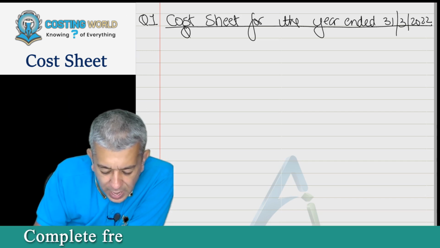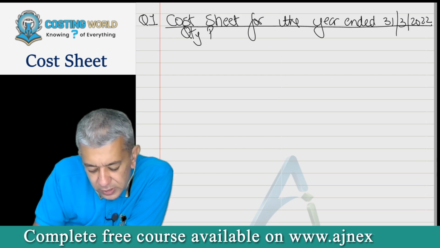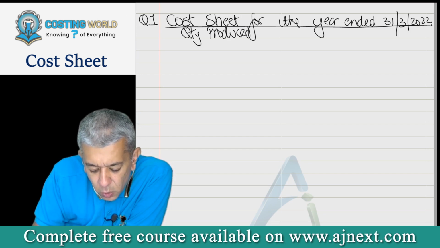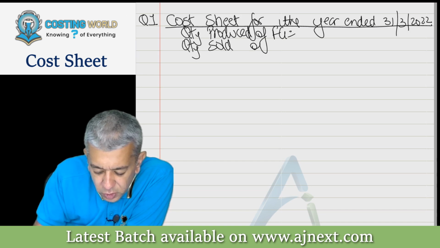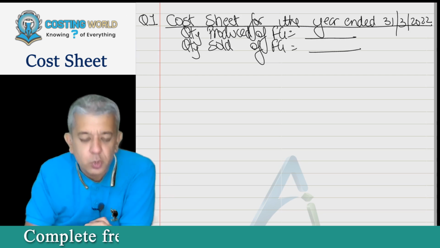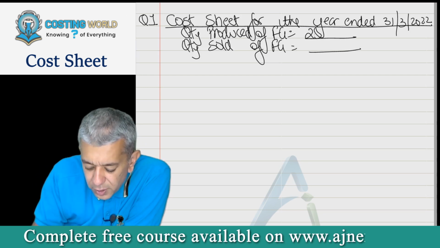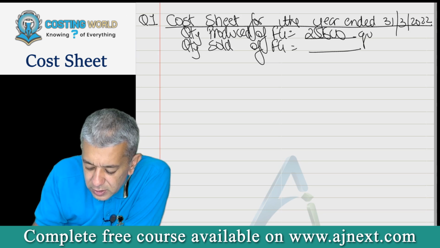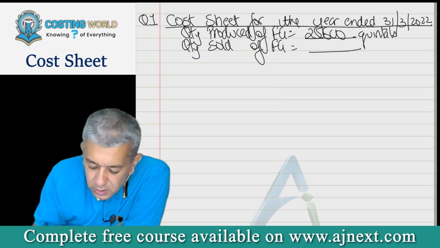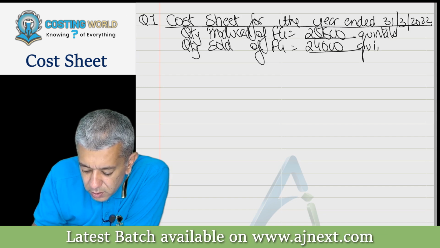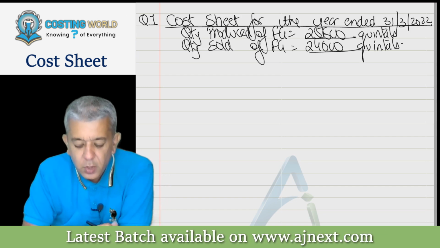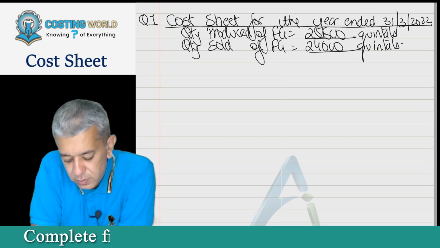Now, I usually write down these two things, quantity produced of finished goods and quantity sold of finished goods. These two pieces of information are usually stored over here. So, quantity produced was 25,600 quintals. Quantity sold, we just now found out, 24,000 quintals.